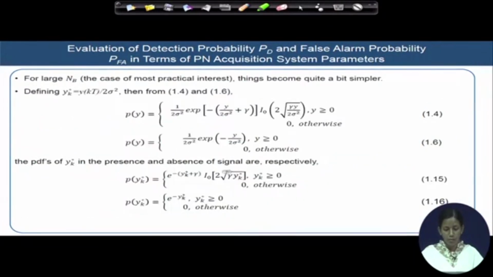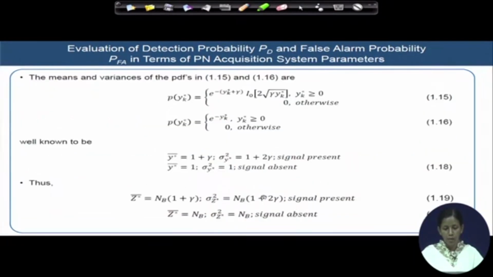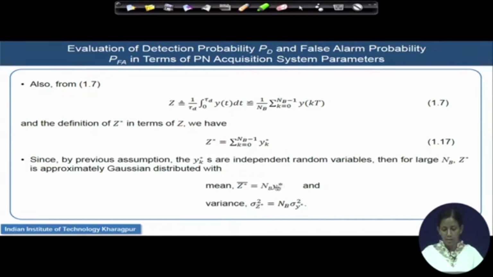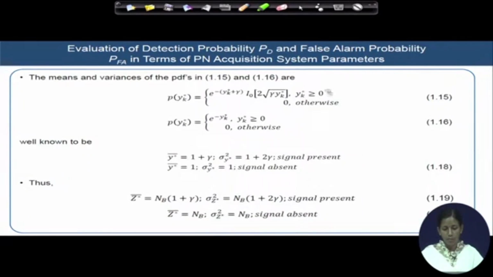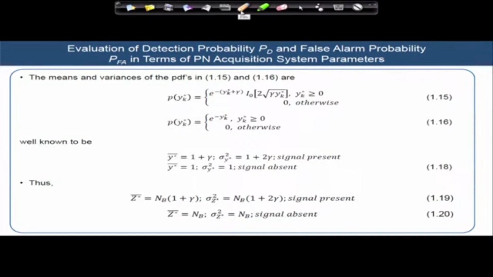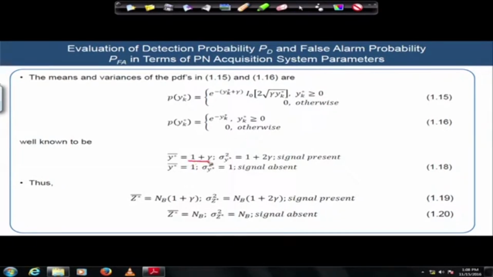So, these two probability equations in terms of your mean and variance would look like this, and from here we get the mean and variance of these PDFs. We understand that first we have to get the mean and variance of this Yk star, Y star, as well as the variance of this Y, and that will be brought from the previous PDF expression developed earlier. A lot of literature is available which shows that when the signal is present, the mean will be given as 1 plus gamma, and the variance will be given as 1 plus 2 gamma. When the signal is absent, put directly gamma equal to 0, and you will end up with the mean and variance both equal to 1.